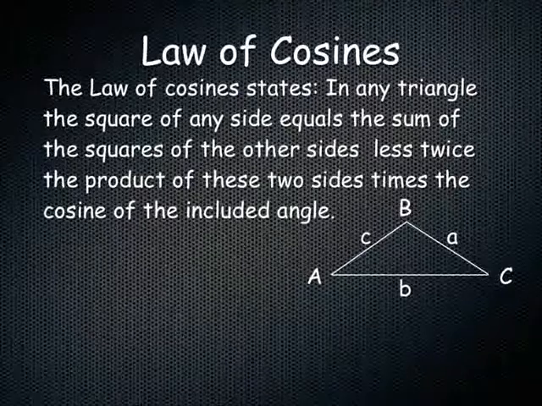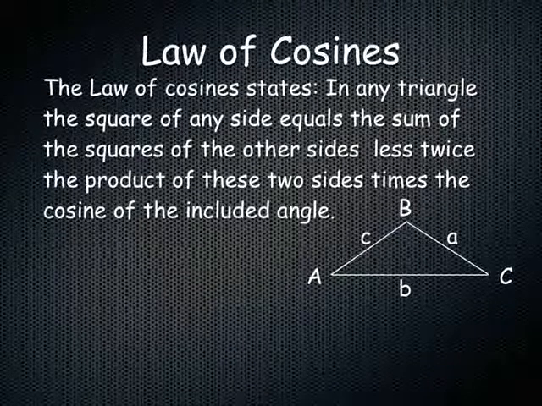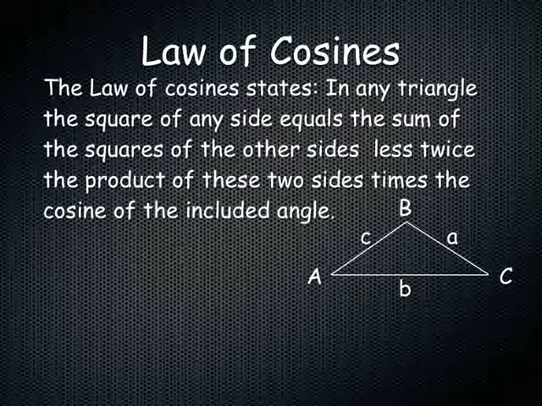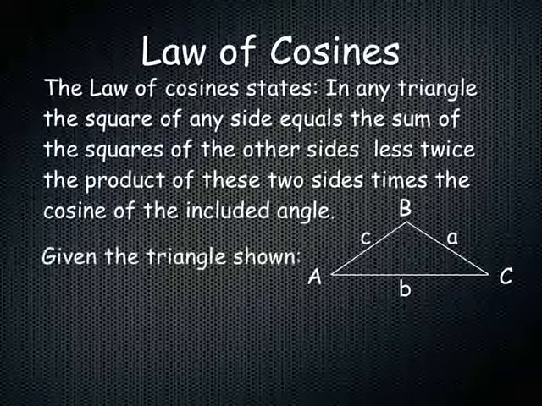The law of cosines states that in any triangle, the square of any side equals the sum of the squares of the other sides, less the product of these two sides times the cosine of the included angle.